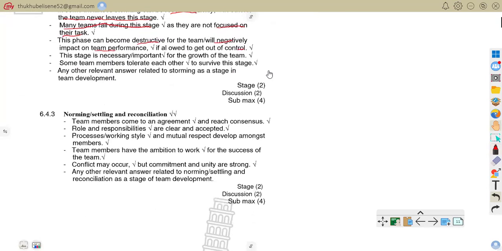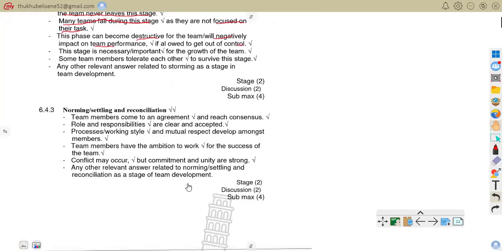Now to the norming stage. Now we are on the norming stage: norming, or settling and reconciliation. Team members come to an agreement. After we have passed the storming, with this stage we are coming to an agreement and we reach consensus.